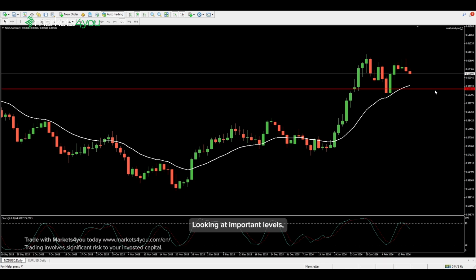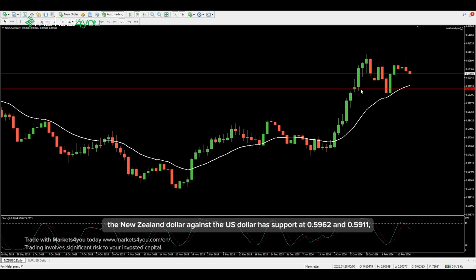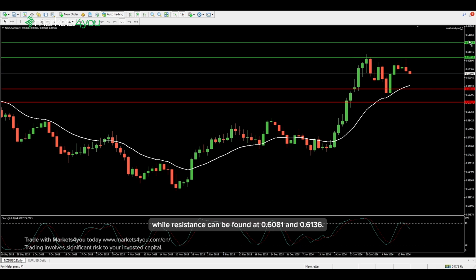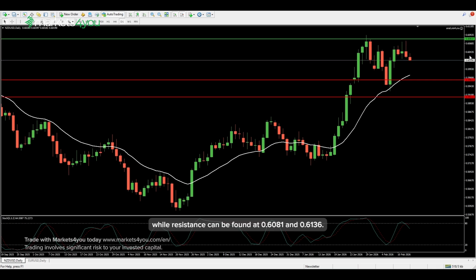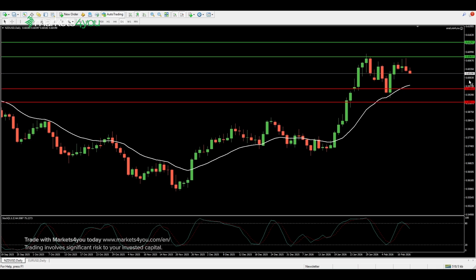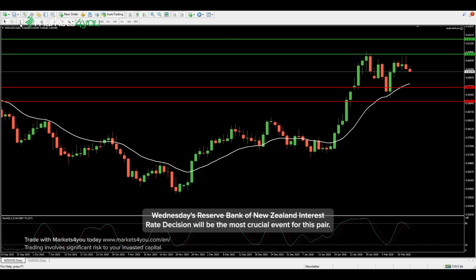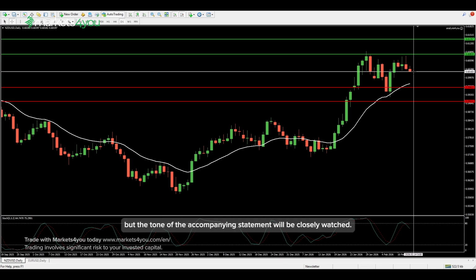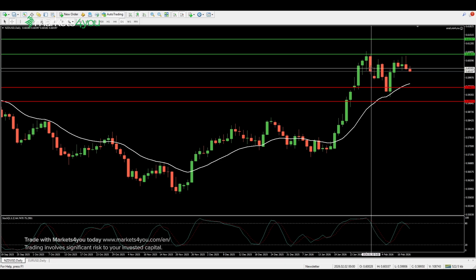Looking at important levels, the New Zealand dollar against the US dollar has support at 0.5962 and 0.5911, while resistance can be found at 0.6081 and 0.6136. Wednesday's Reserve Bank of New Zealand interest rate decision will be the most crucial event for this pair. The RBNZ is expected to hold rates at 2.25%, but the tone of the accompanying statement will be closely watched.